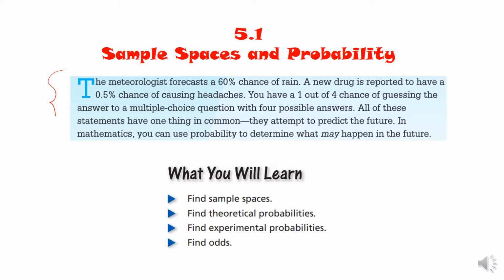So if you read this, it says, the meteorologist forecasts a 60% chance of rain. A new drug is reported to have a 0.5% chance of causing headaches. You have a 1 out of 4 chance of guessing the answer to a multiple choice question if it has 4 possible answers. All of these statements have one thing in common. They attempt to predict the future. In mathematics, you can use probability to determine what may happen in the future. So, these are some of the things we'll be finding out about in 5.1.